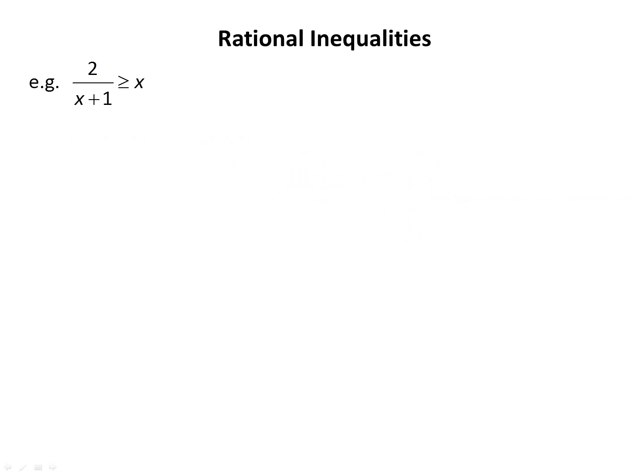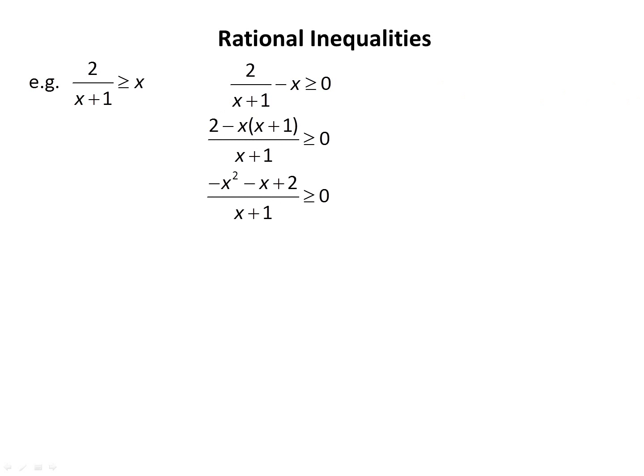Let's do another one. Remember now, I can't multiply through by x plus 1 because I don't know whether that represents a positive or negative number. So I move that to the left to make it a question of positive or negative. Common denominator. Here we are. Haven't quite finished yet. You'll see I don't really like that minus x squared there because that causes complications.